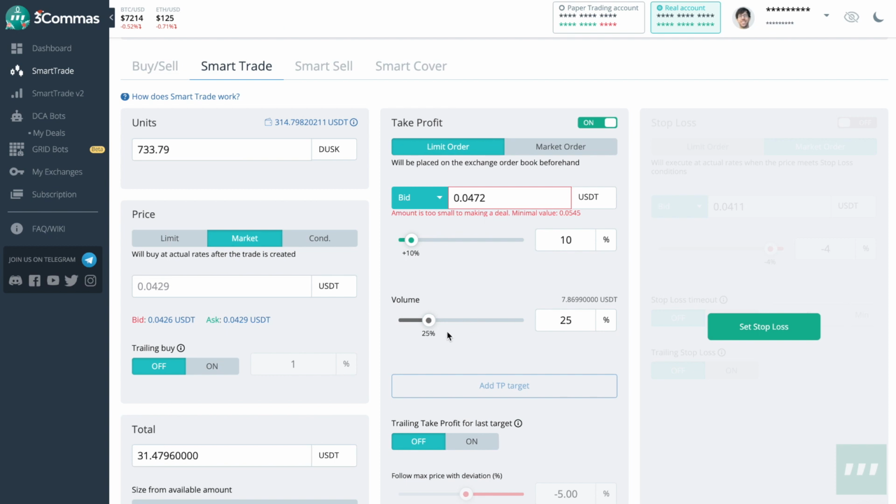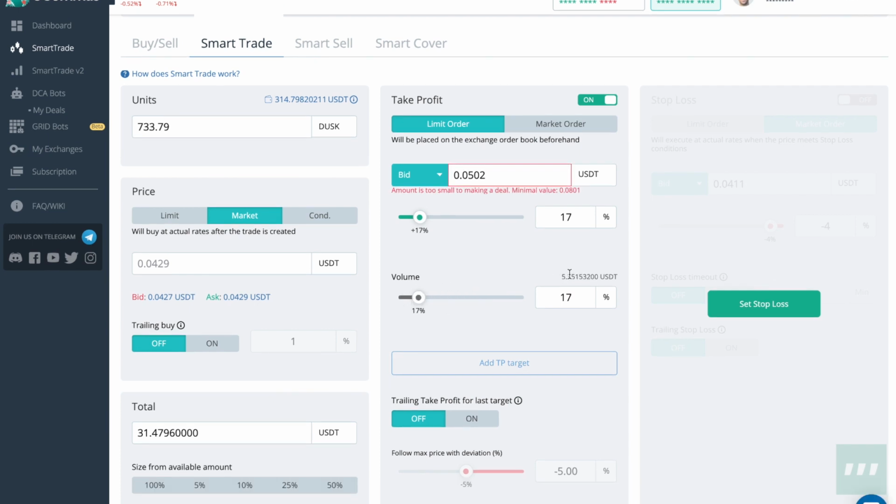Once you click it, you designate at which price you want to sell what percentage of volume or total size of your order. Note that there are limitations to how much you must sell. When I'm below $10 UST, I get a warning saying it's too low.